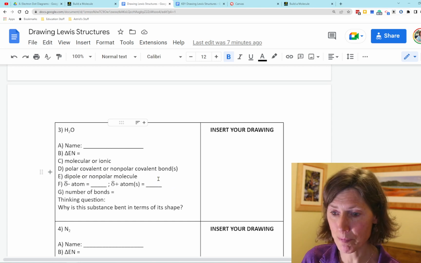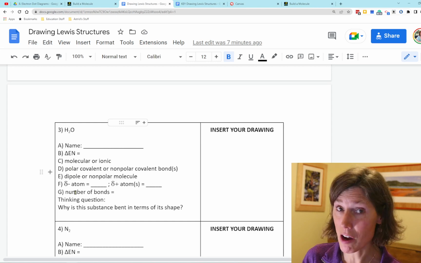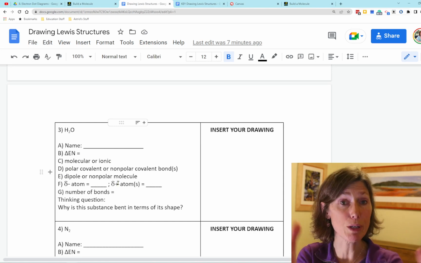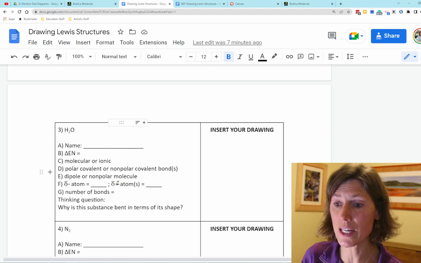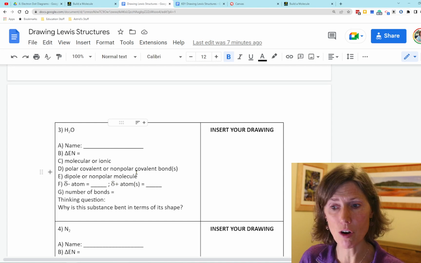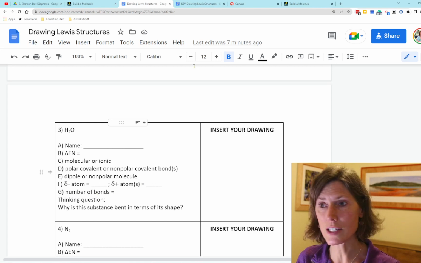Thank goodness. They can then also indicate which atom, in this case oxygen, is the delta negative, the partial negative charge. Oxygen because it pulls harder on those valence electrons versus hydrogen. The hydrogen's pulling less hard and they have a more delta positive partial charge. The number of bonds is obviously 2, but let's go and draw it.